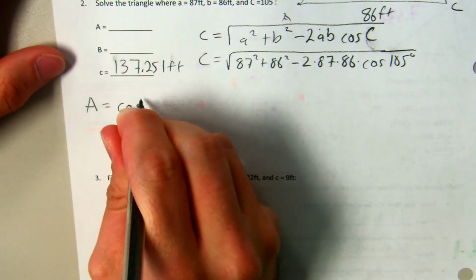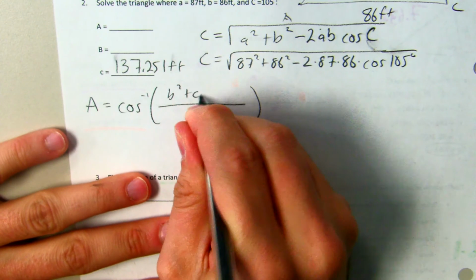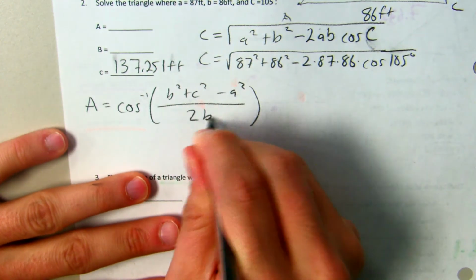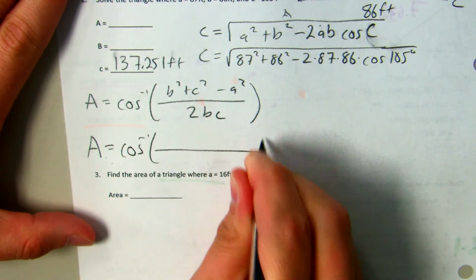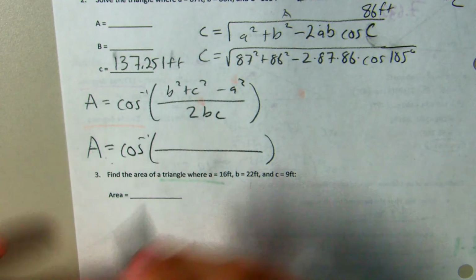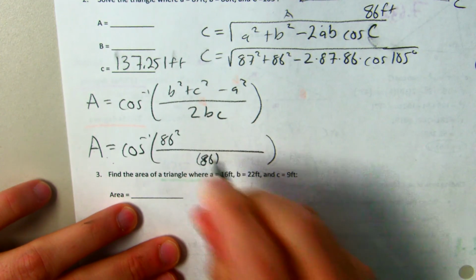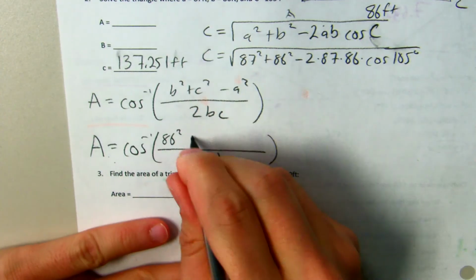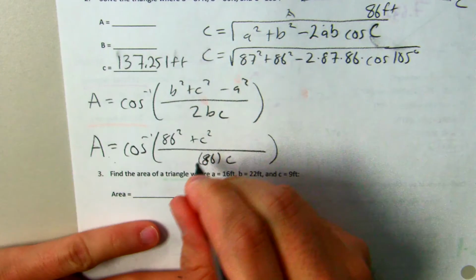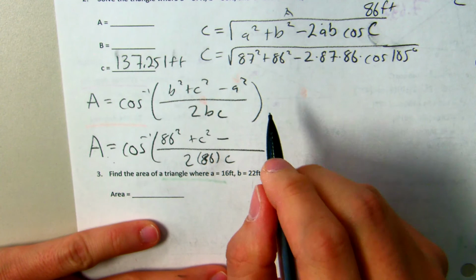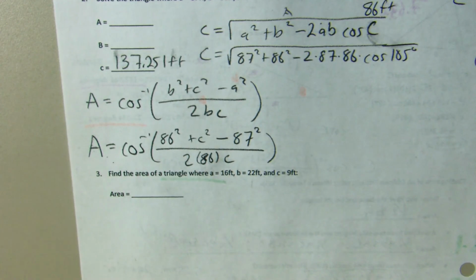A will be the inverse cosine of b squared plus c squared minus a squared over 2bc. Plug in b here and here. Plug in c here and here. And I think that's stored in the calculator. And subtract a squared there.